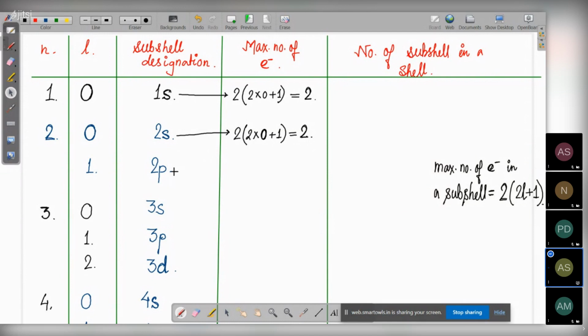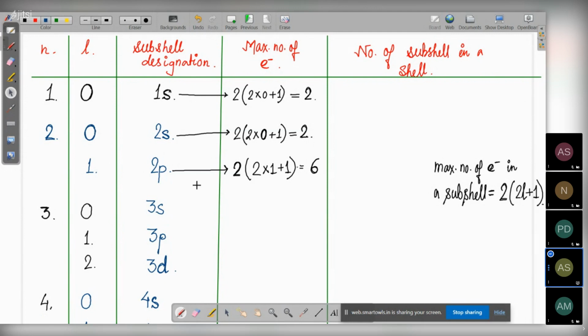What about the p? For the p, the formula is 2 into (2L plus 1). For p, the value of L is 1. So the value of L is 1 over here. So that is why 2 into (2 into 1 plus 1), that is equal to, we will get 6. So this 2p subshell has a total number of 6 electrons over here.